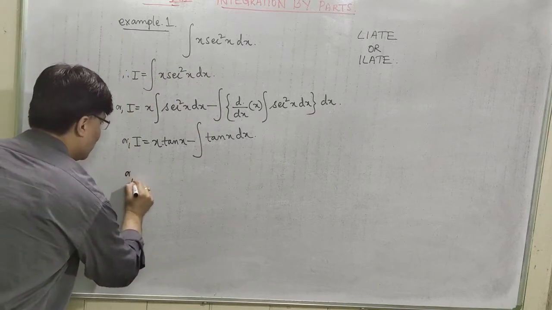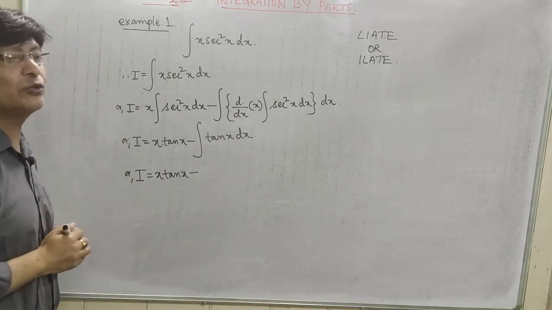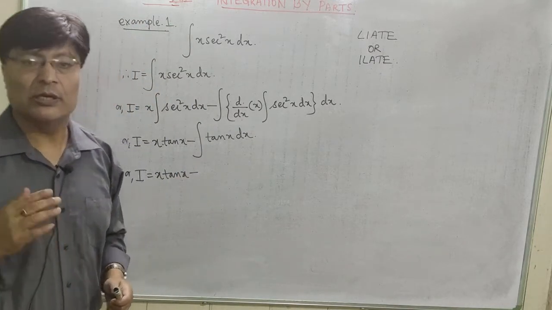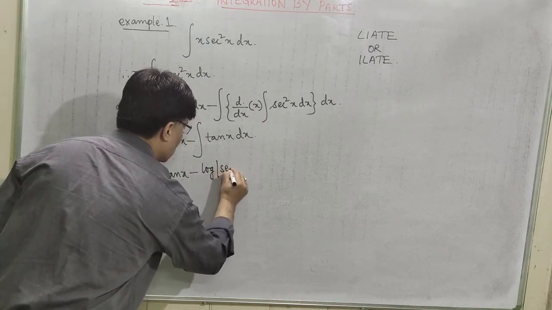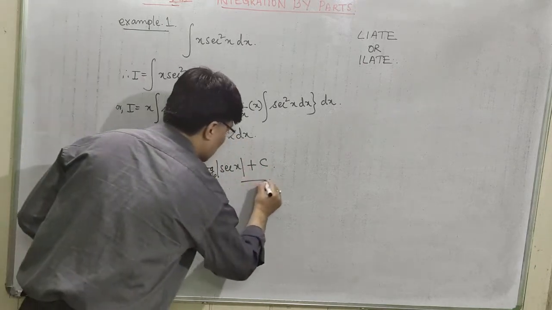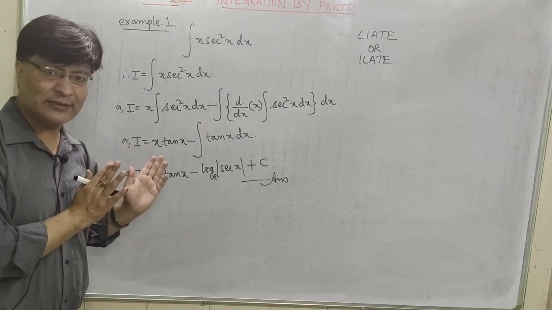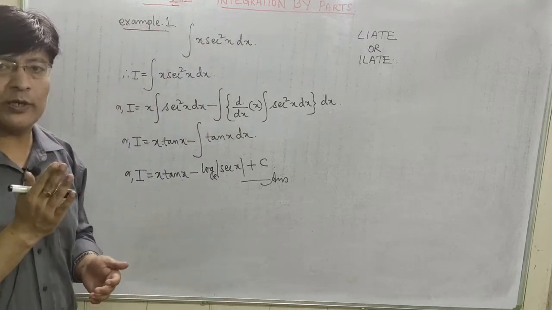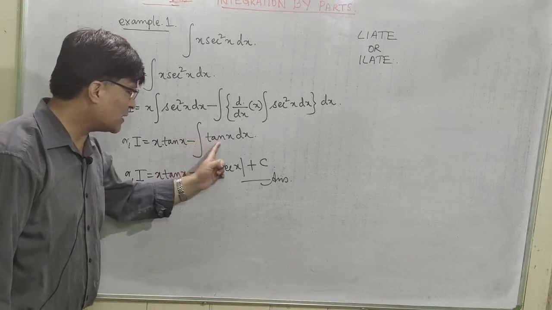So I is equal to x tan x minus, now you should know this integration of tan x dx. We have done it in the method of substitution. So what is the integration of tan x? It is log of mod sec x mod, base e, plus c. So this is the final answer. This is quite easier, isn't it? You should know the rule of integration by parts, and then we can use the integration as we were doing in the previous chapters. Is that clear?